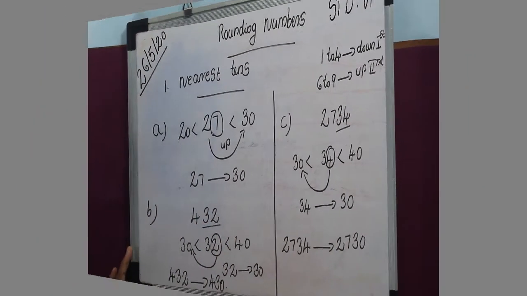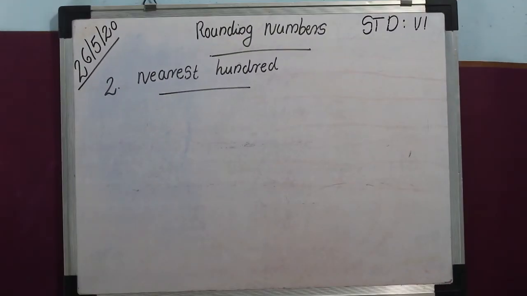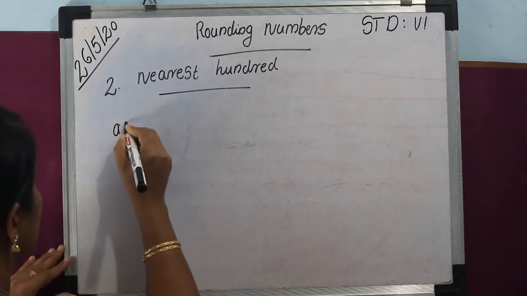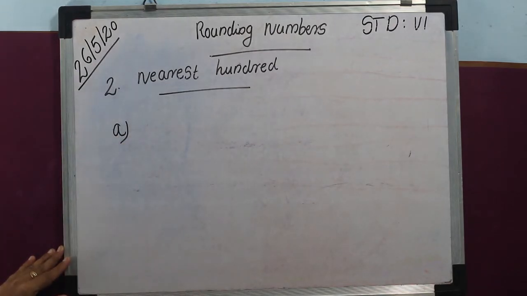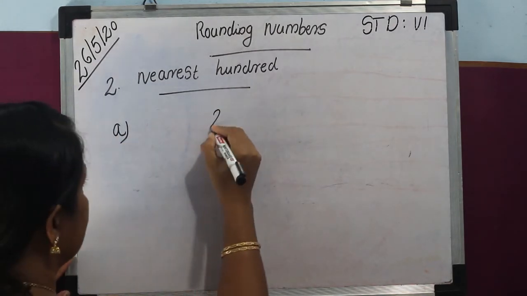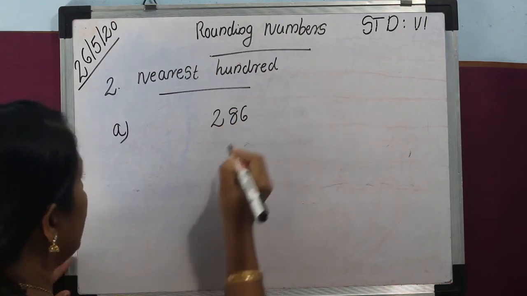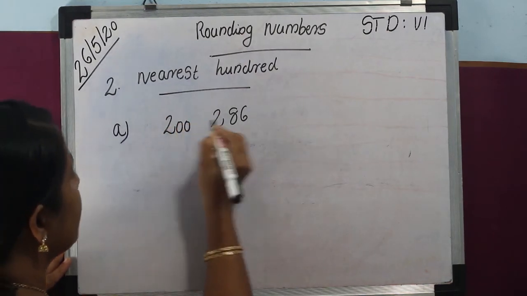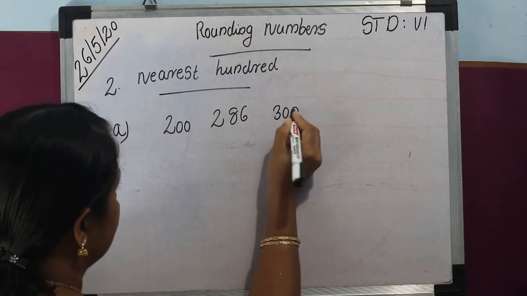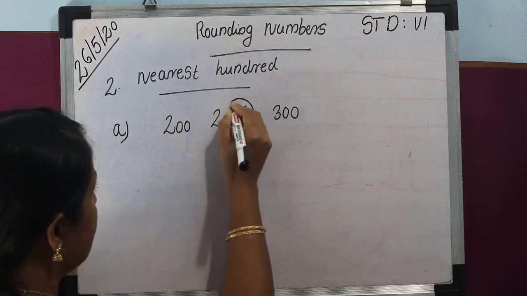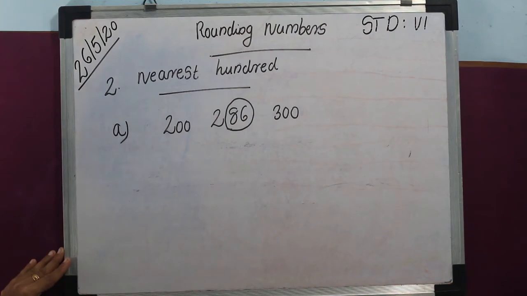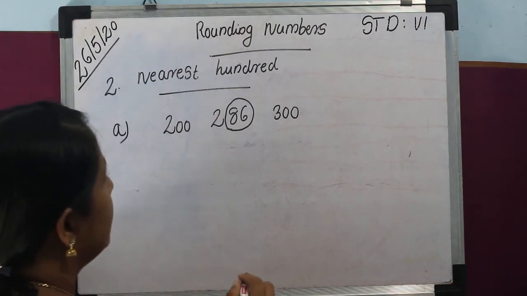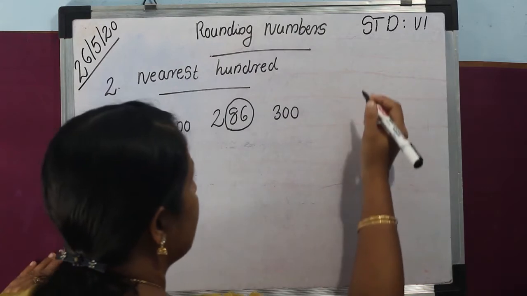Okay. Our next heading is nearest 100. Consider the example 286. We know that 286 lies between the numbers 200 and 300. Then we take the tens place value, that is 86. In nearest 100 there are conditions.